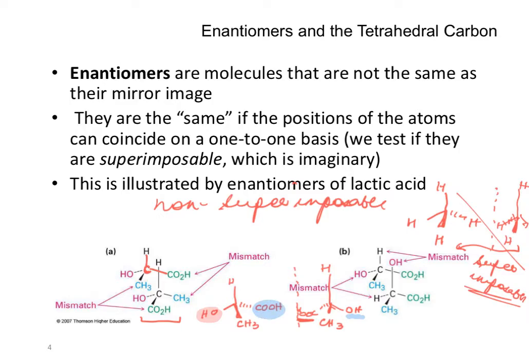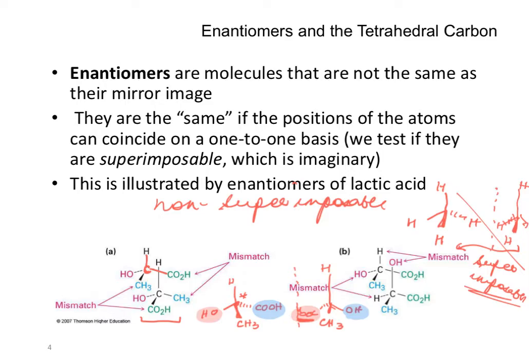The methyls would match, the hydrogens would match, but there will be a mismatch between the OH and the COOH, which is why you would say that these are non-superimposable. So in order for it to be non-superimposable, you must have 4 different groups. If they are the same, as I just showed you, you can find positions on a one-on-one basis such that it will end up being superimposable. But in the case of lactic acid, you have complete non-superimposable mirror images.